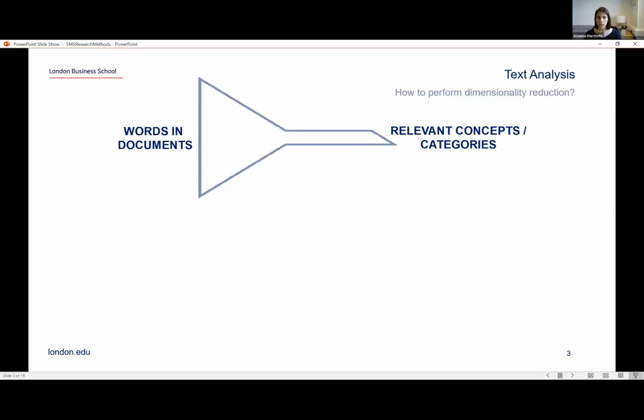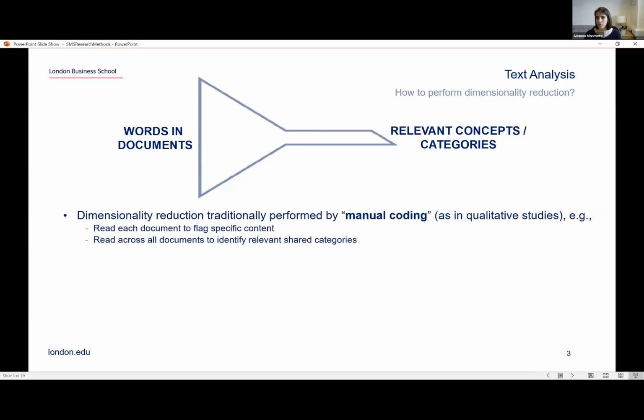This idea of dimensionality reduction, however, is not new. This is what qualitative researchers have been doing for a long time with manual coding, right? Imagine what they did, and still do, is to read through each document that comprises their text corpora to flag some specific concepts and categories that were of theoretical interest, and then skim through the whole corpus to identify some shared categories across different people, across different pieces of text.